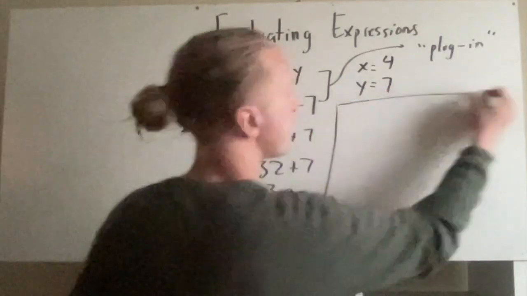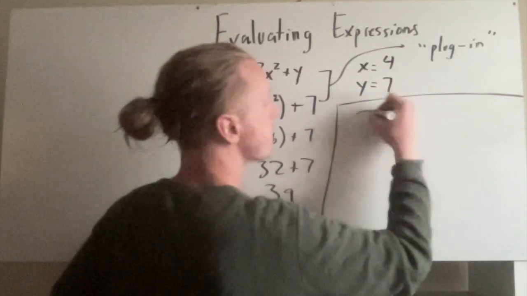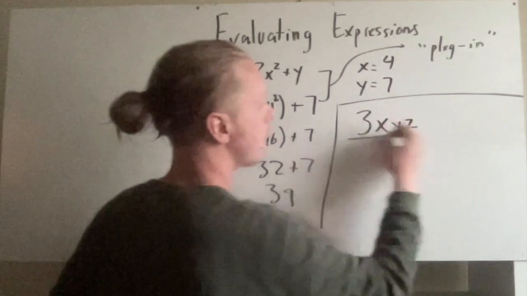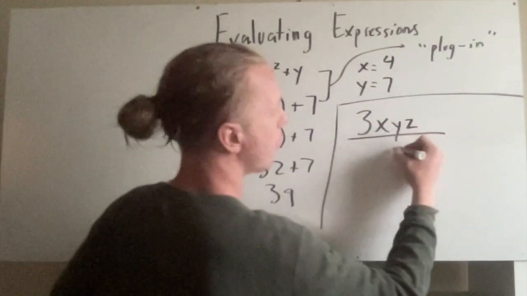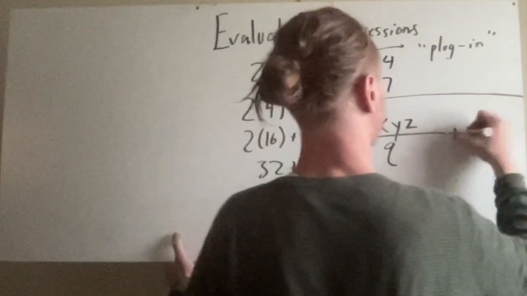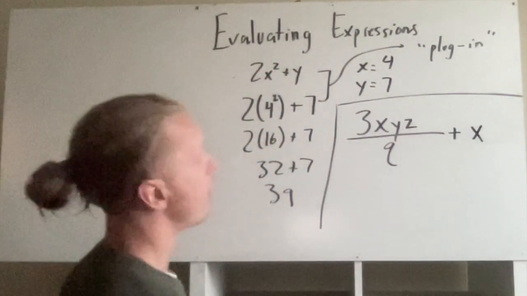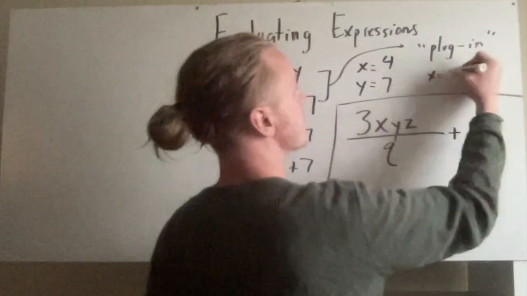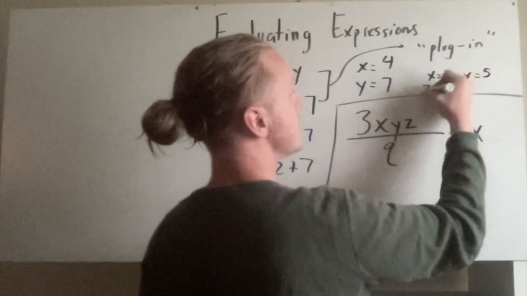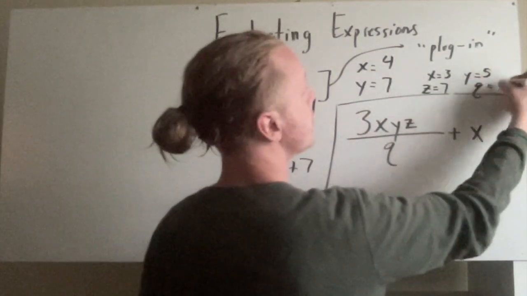Let's try another one right here. We'll make it a little bit more complex: 3xyz over q plus x. Now I'm going to tell you here that x equals 3, y equals 5, z equals 7, and q is 10.